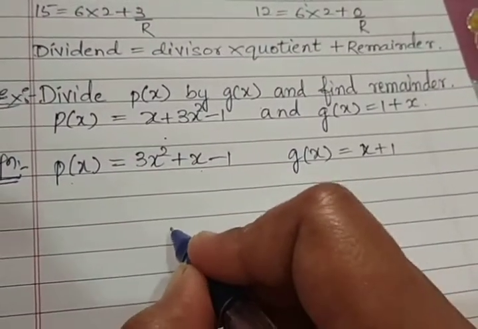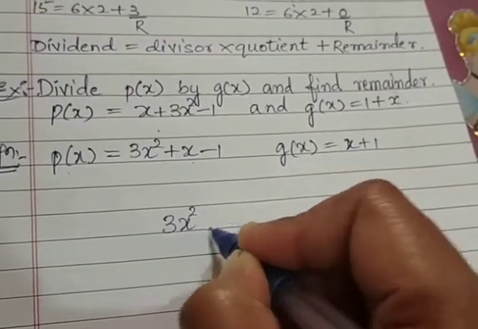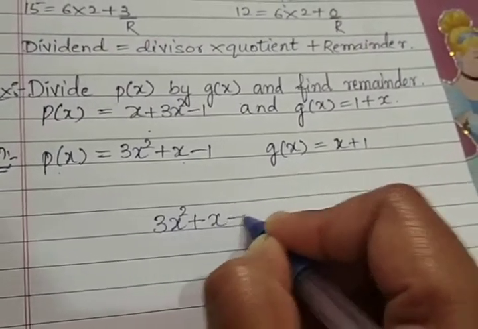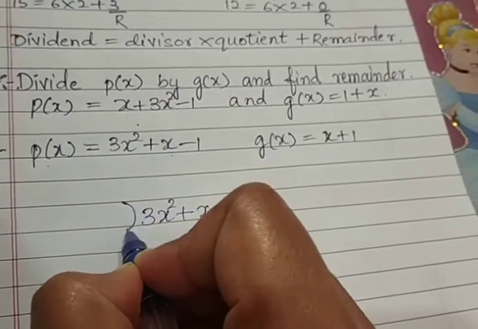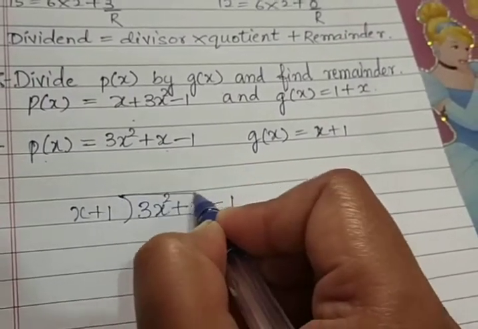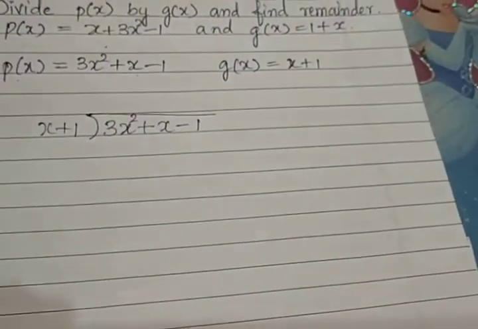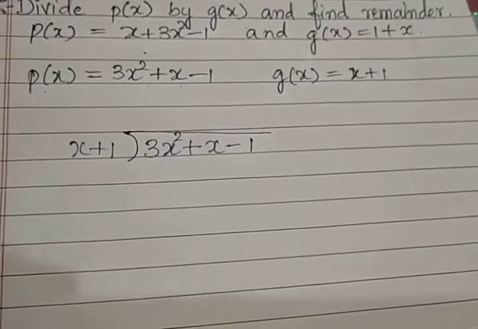Let us start writing. The dividend is always written in the center, so we write 3x square plus x minus 1, and this is divided by x plus 1. We will be writing the quotient here in this part. There are certain steps to this. Please be careful while solving it.